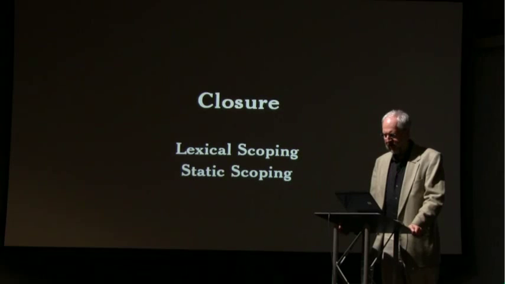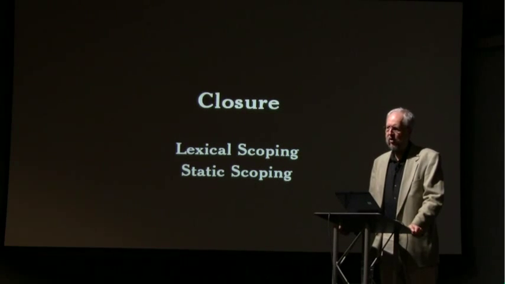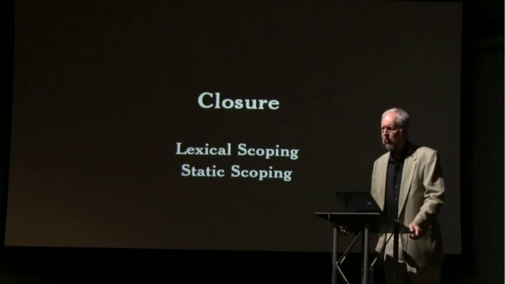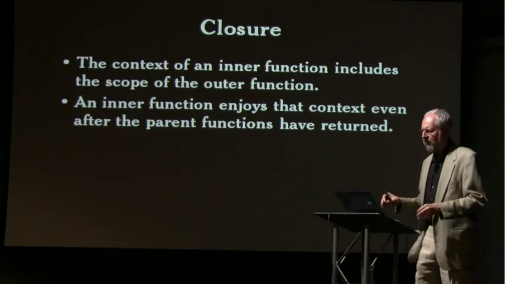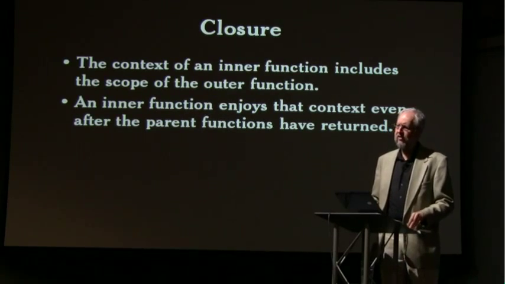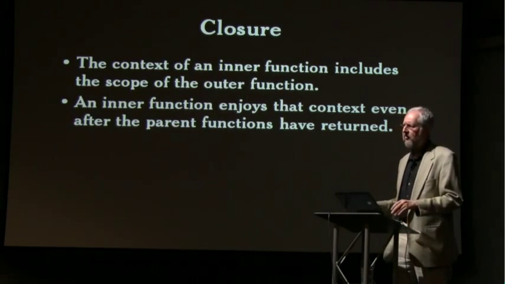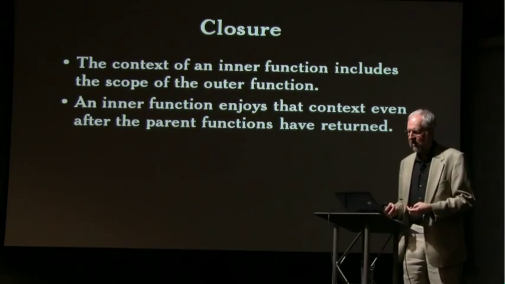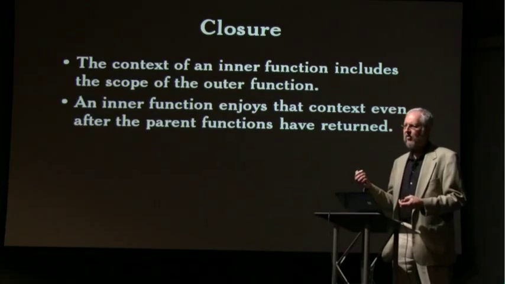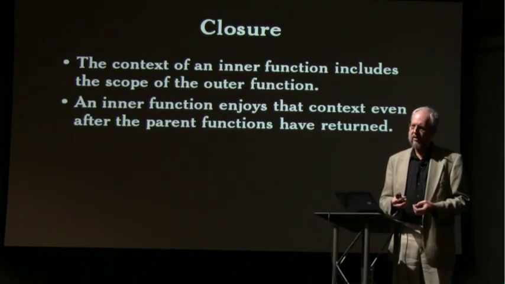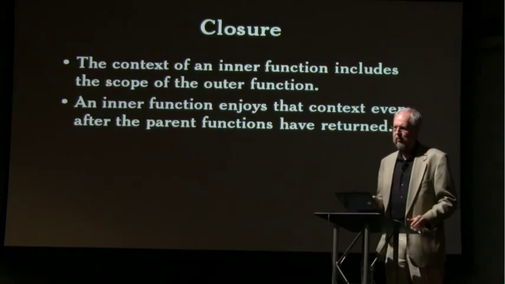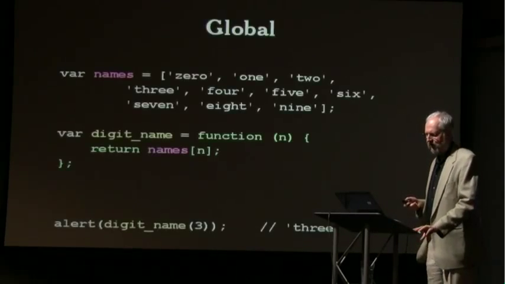So it's sometimes called lexical scoping, sometimes called static scoping. It has to do with how variable names are resolved in nested functions. So the context of an inner function includes the scope of the outer functions. So all of the variables that are in the outer function are available to the inner function. And this continues even after the parent function has returned. That sounds kind of weird. So I've got a lot of examples to show you what this means.